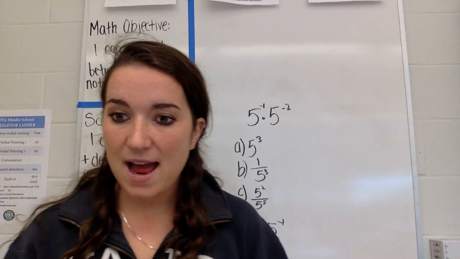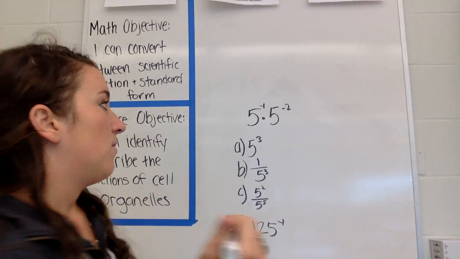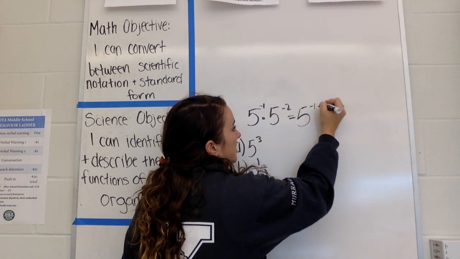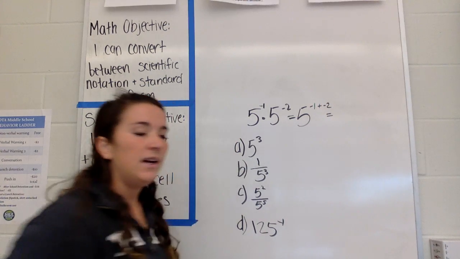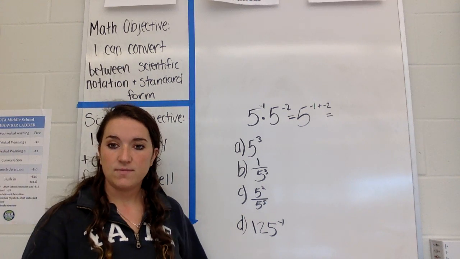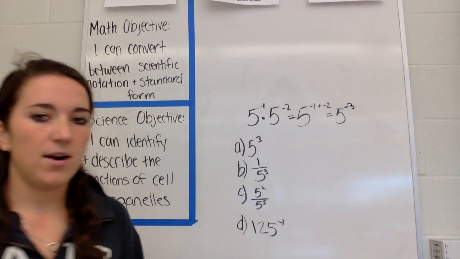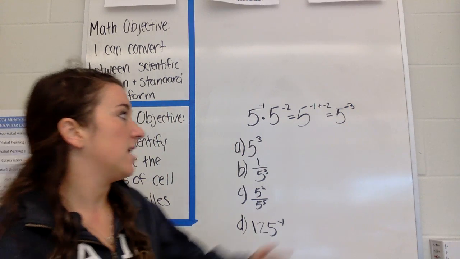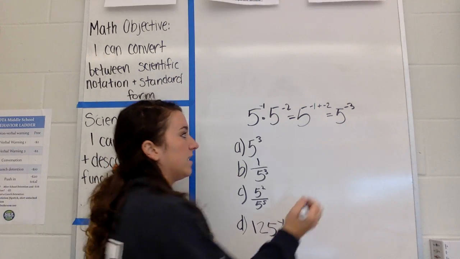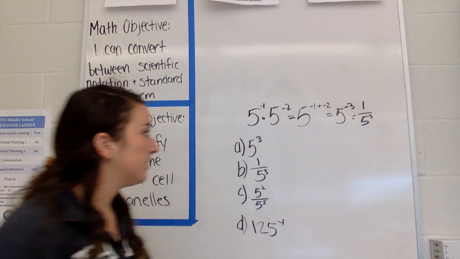When I multiply exponents with the same base, what do I do? Right, I add my exponents. So I have 5 to the negative 1 plus negative 2. I remember my integer rules, so negative 1 plus negative 2 equals negative 3. You got it. So we have 5 to the negative third power. This negative integer tells me to write this as what? Right, to write it as a fraction. So this is the same as 1 over 5 cubed.